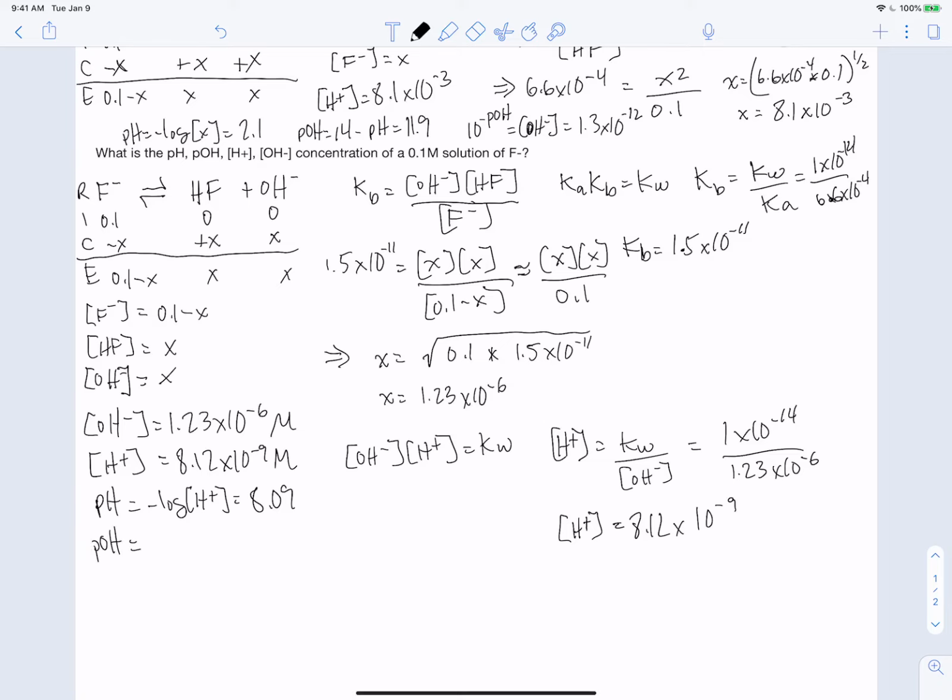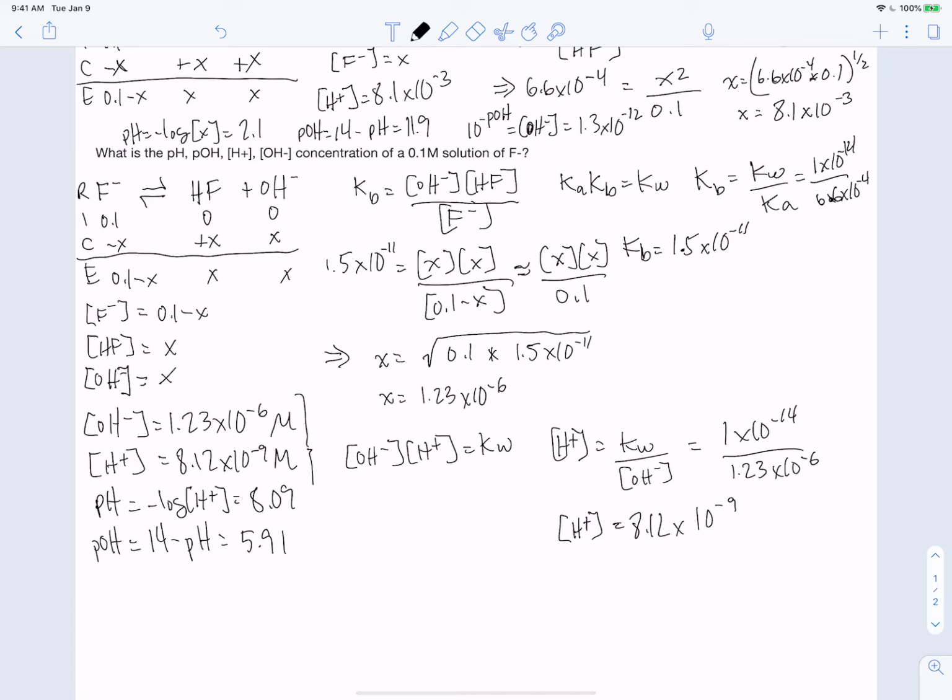And the POH is just 14 minus the pH, or the negative log of the hydroxide concentration, however you want to do it. And that's equal to 5.9, which makes sense because, again, the solution is basic. So we expect POH less than 7 and pH greater than 8. Okay, so that's generally how you work these problems.